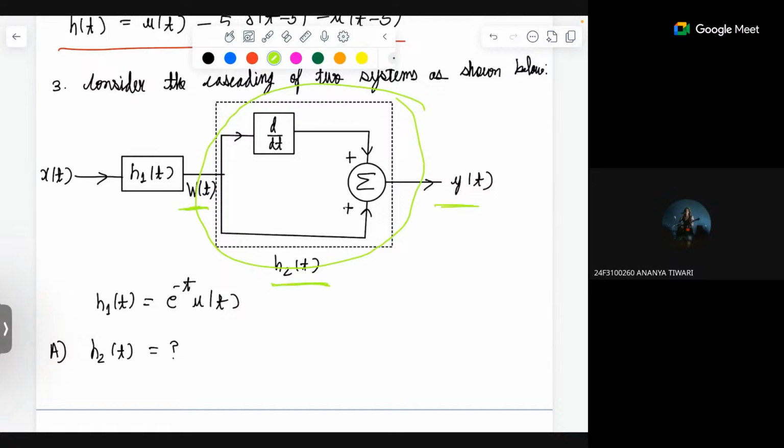But when I want to find the H2 of t, which is the impulse response of the system, when the input here is impulse, what will I get as the output just from this? I'm not considering this right now because I want to find the impulse response of the second system.